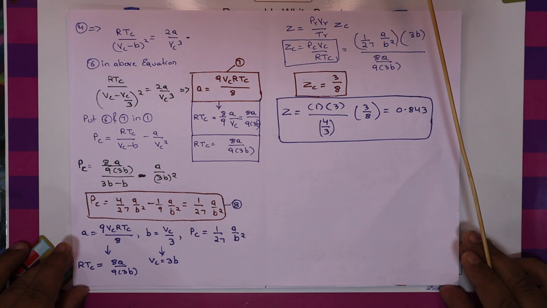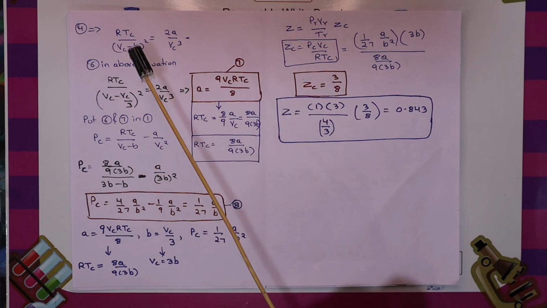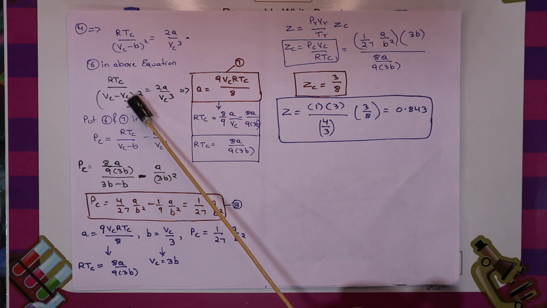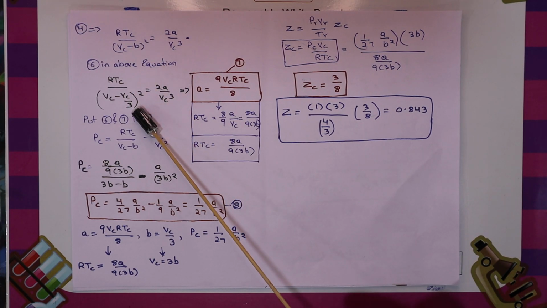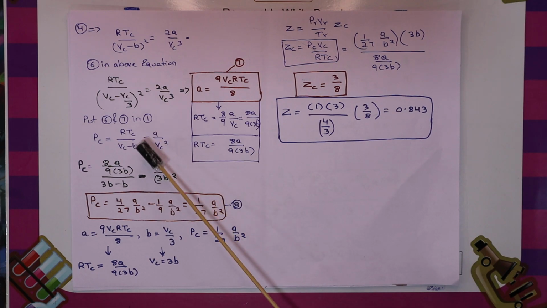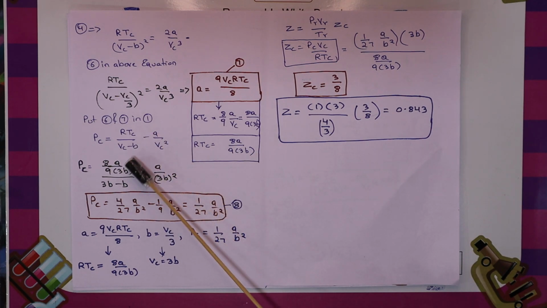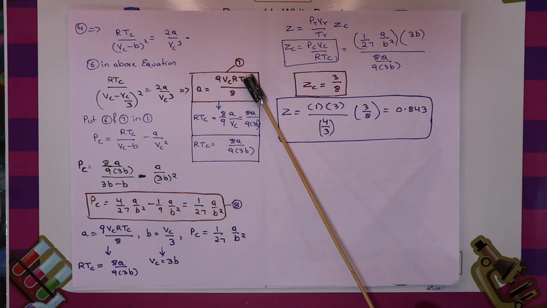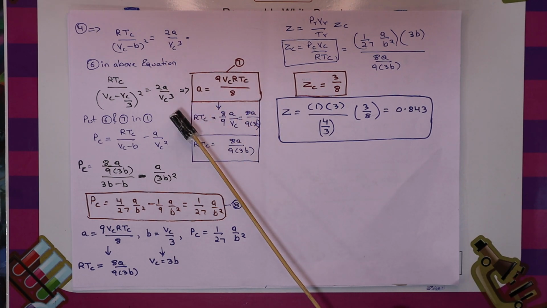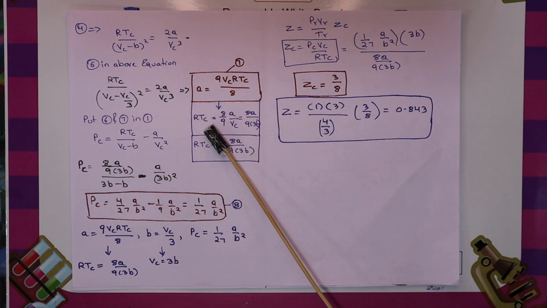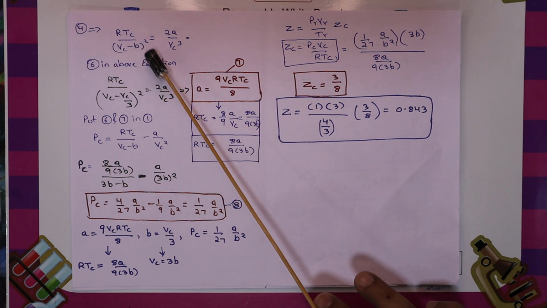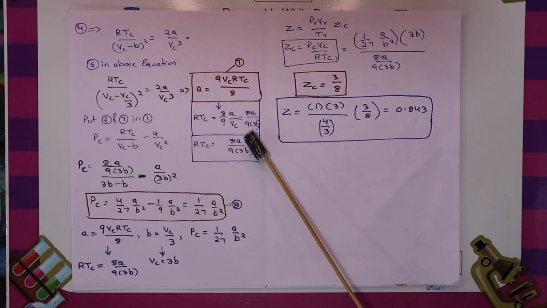Similarly, take equation 4. Now substitute, in place of b, Vc by 3. We have got the expression for b as Vc by 3. We substitute, and let us calculate the value of Pc. You can see through this equation, a is equal to 9 times Vc RTc by 8. Now I know a, I know b, I know RTc, which is nothing but 8 times a by 9 times 3b, because here we can get it from how we got this equation.